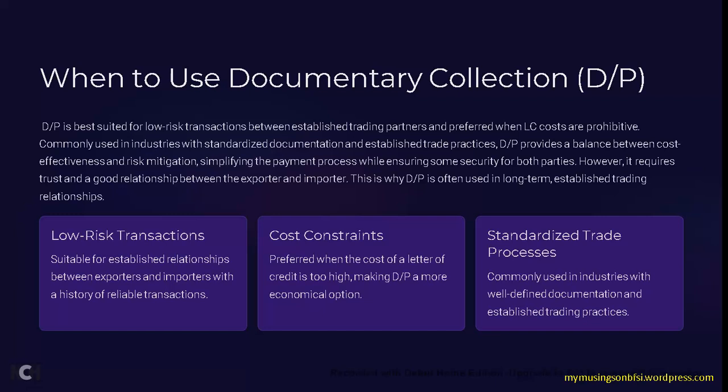So it is suitable for well established relationships, that is, a low risk transaction. Cost constraint: whenever you find DC, documentary credit, a costly exercise, then DP, documentary collection, can be used. It's an economical option. And when there is a standardized process between the parties and the documentary requirement, then DP could be a reliable method. The benefit for the exporter is that it ensures payment and reduces reliance on trust, and for the importer it avoids high cost and provides access to the documents.